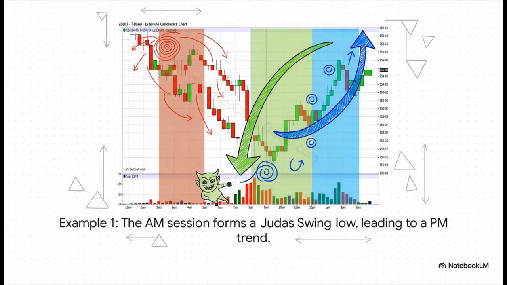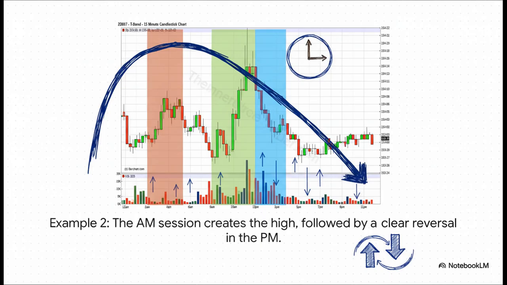That, my friends, is a classic Judas swing. It's a false move designed to trap traders on the wrong side. Once that low is locked in, the market just explodes into a strong rally that continues right through the PM session in blue. It's a textbook example of the AM session setting the low and the PM giving us that beautiful continuation.